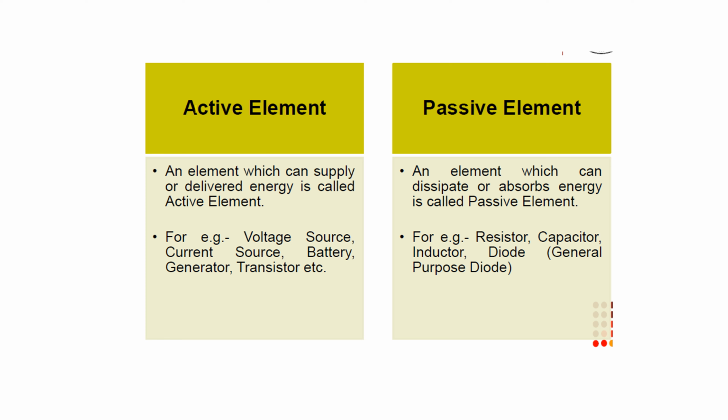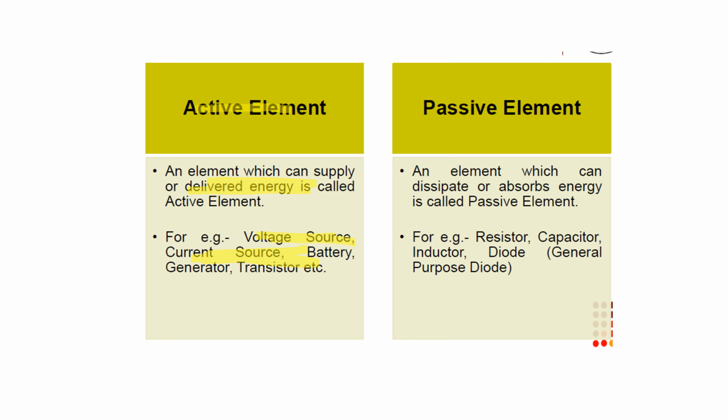Active elements are those elements that deliver energy. The basic thing is that they deliver energy, and you have to write the examples also. They are not asking for the examples, but you have to go from your side and write them, because sometimes it happens that you do not write the examples and the teacher deducts marks. Definitely you are not going to fight with them.